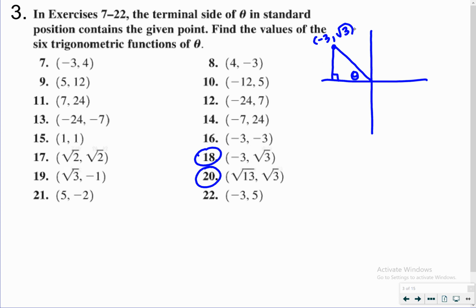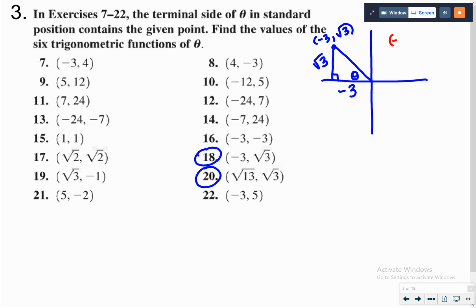Let's label sides. Which side in this picture is -3? The bottom one. What side is rad 3? The side. Okay. Wait, how do we know that? Okay. So -3 and rad 3. Okay. Can you find the missing side of this triangle? Yes, you can. Using what?